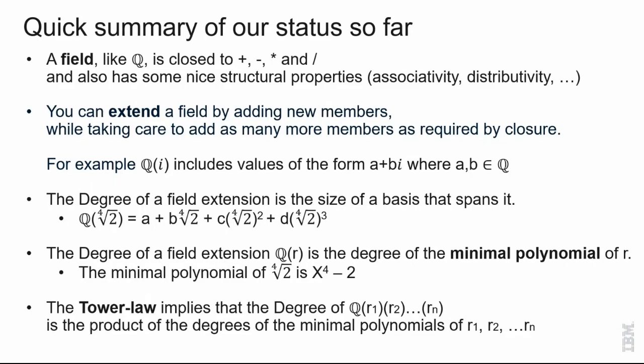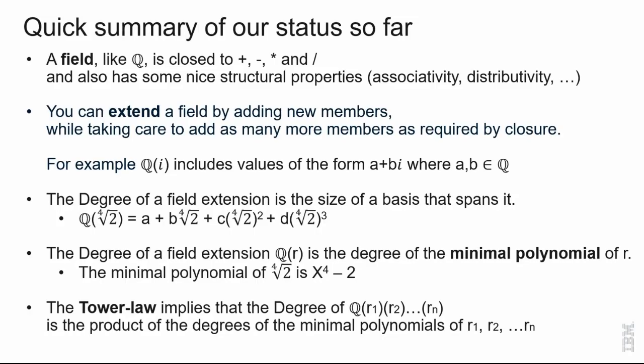Okay, so let's recap again. We started with fields. We saw that fields had to be collections of numbers, like the rationals. They had to be closed under operations like products and sums, and they had these nice properties. We saw field extensions. If you had an equation that didn't have a solution, you can always add the solution to a field and take care to bring along all the values that are needed due to closure.